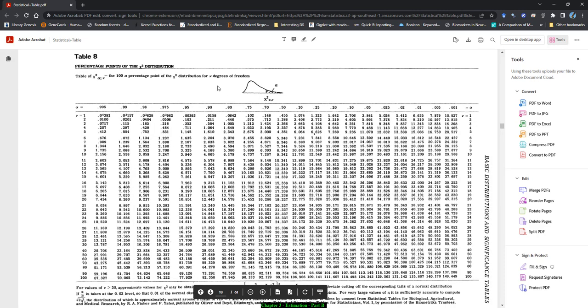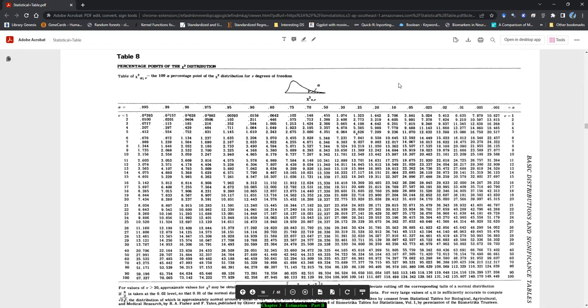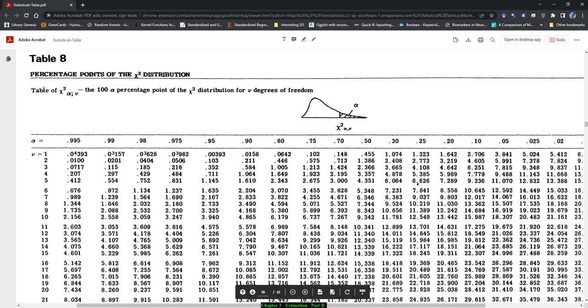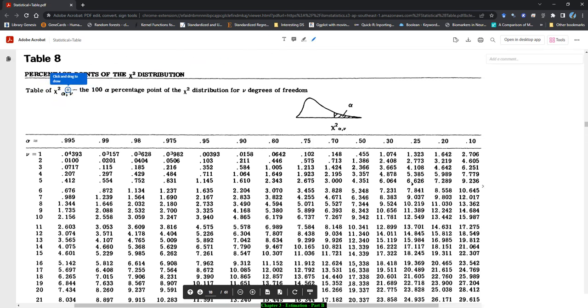So table number 8. Now, look at the instruction. The table gives chi-squared alpha and degrees of freedom. The 100 alpha percent point of the chi-square distribution for V degrees of freedom. So this is the degrees of freedom. This is your alpha, right? And then look at the shaded area. The shaded area is on the right hand side, right? So it gives alpha on the right hand side. So this is the value of the critical value, okay?